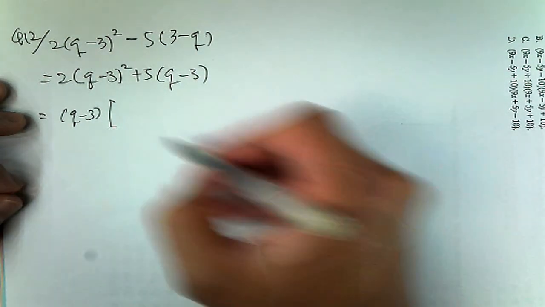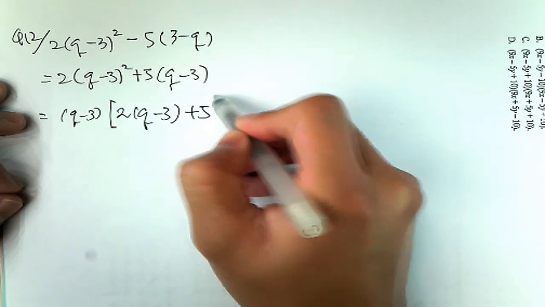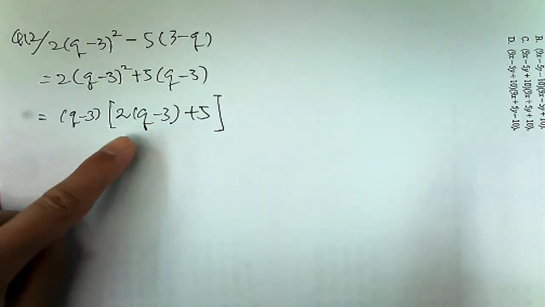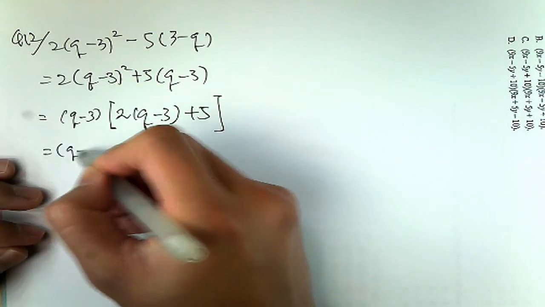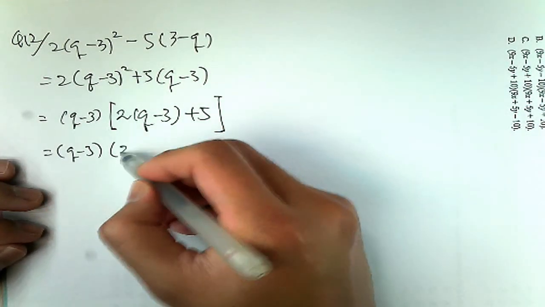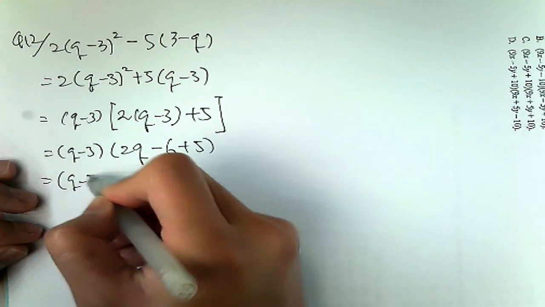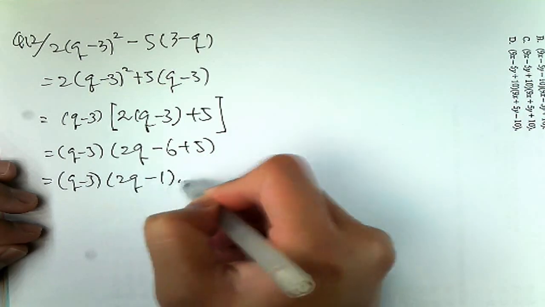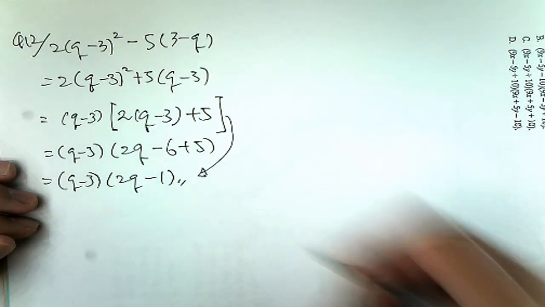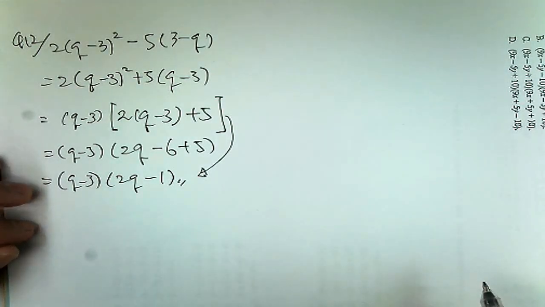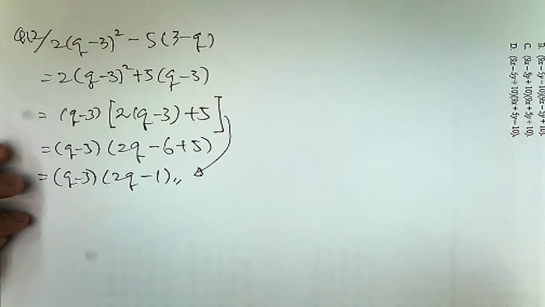I mean the middle bracket. 2 didn't pull out, and then 5. Understand this? So you have to simplify the things inside this middle bracket. 2q, minus 6 plus 5, and then one more step. If you can calculate very easily, you can just jump from here to here. Understand? It's okay. So keep going.